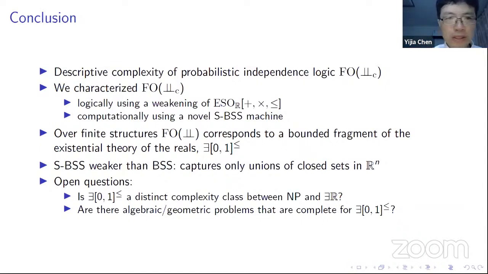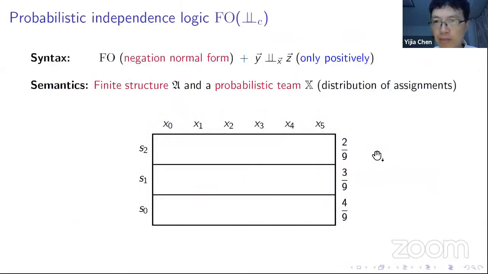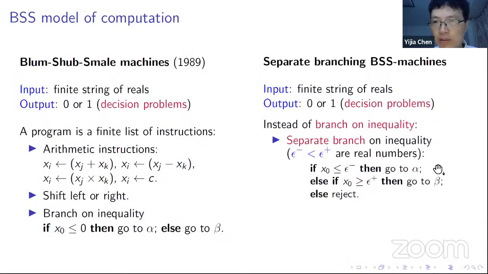So, are there any questions? I guess we already have one from Slack. So I just read it out. Could one restrict the separate branch nodes in SBSS further? For example, if x_i is greater or equal to epsilon, then go to beta, else reject. Or if x_i is greater or equal to epsilon plus, then go to beta, else if x_i is smaller than epsilon, then accept, else reject. So that's the question from Slack.